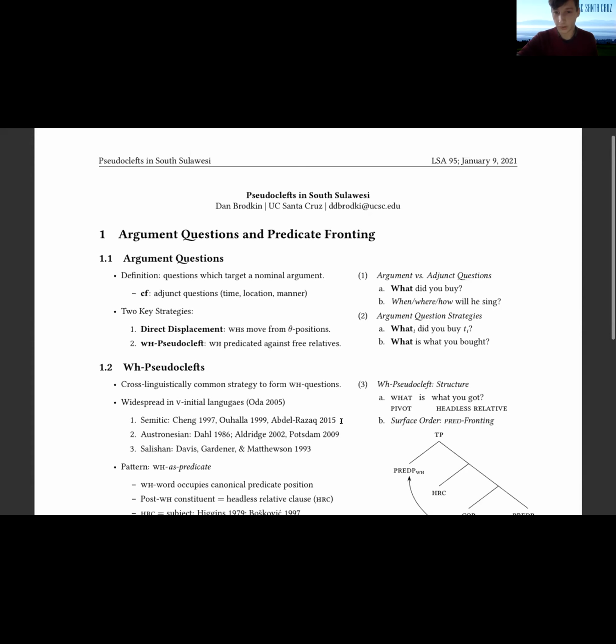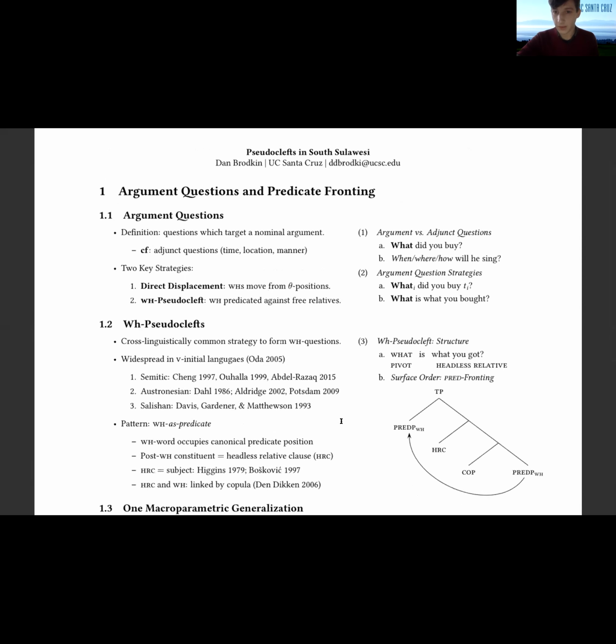In this sort of construction, which I've sort of drawn in three, you could imagine that the WH word is part of a predicate, a copular clause, the subject of which is a free relative or headless relative or relative clause with a dummy head. So something like, what is what you bought, or what is the thing that you bought? The analysis of these is not entirely innocent, but a reasonable hypothesis for their shape in many languages is one where the WH word is part of the predicate.